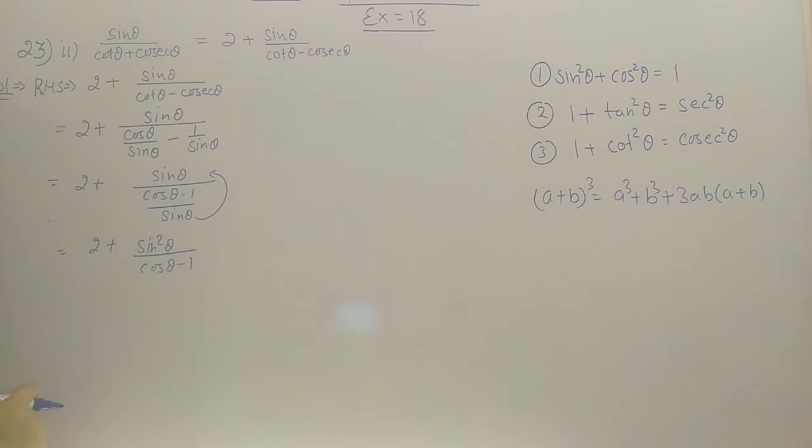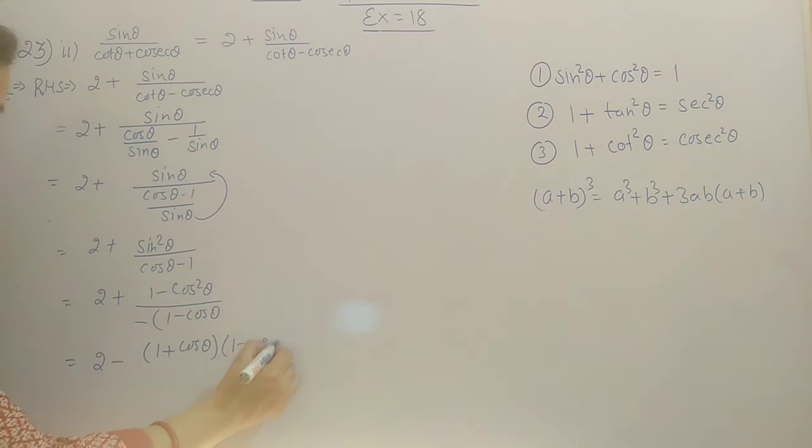This sin square theta we can replace with 1 minus cos square theta with the help of the first identity, and in the denominator, if minus we take common, it will become 1 minus cos theta. So it will become 2 minus, plus minus will become minus, and this 1 square minus cos square theta, a square minus b square is equal to a plus b, 1 plus cos theta and 1 minus cos theta.